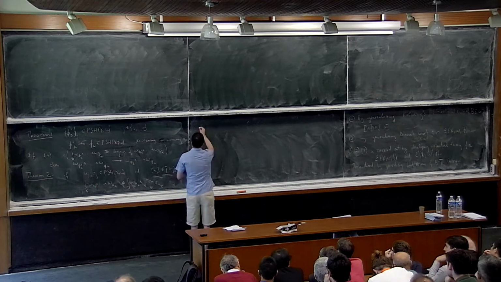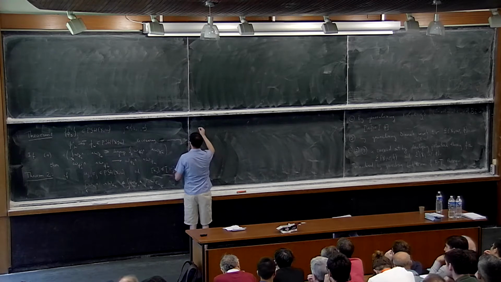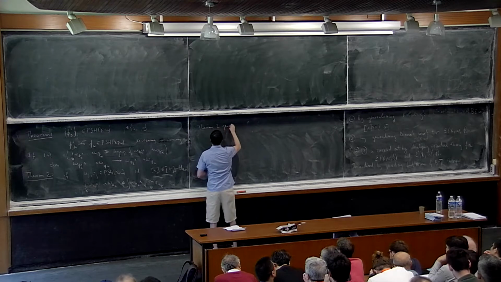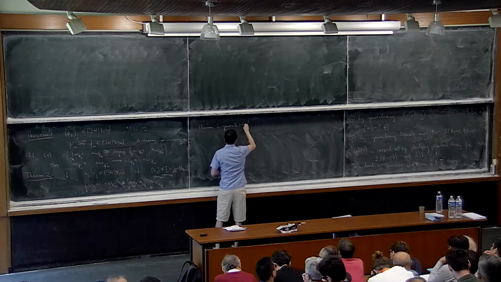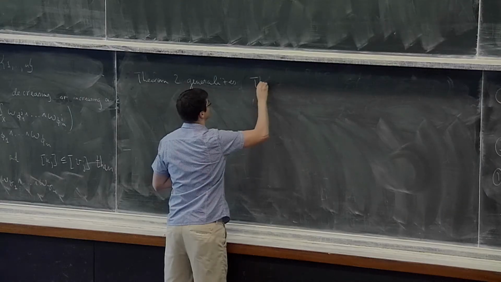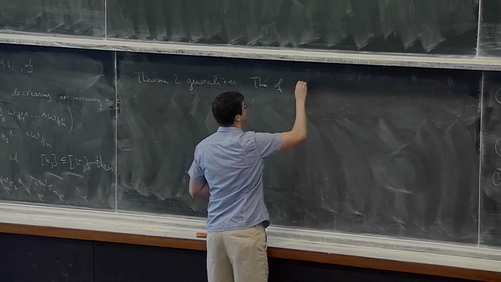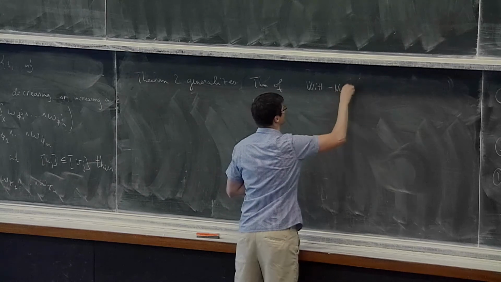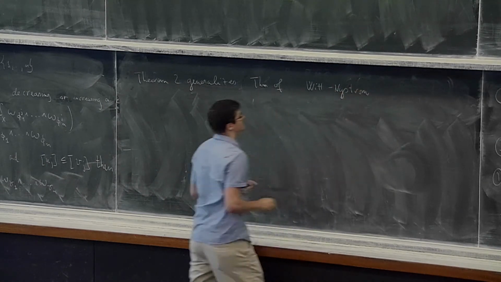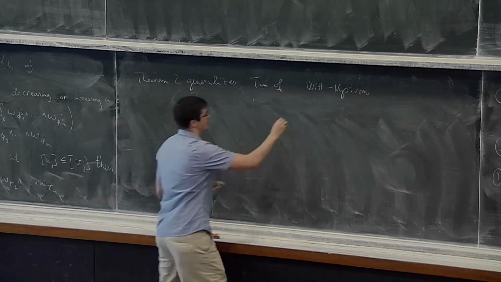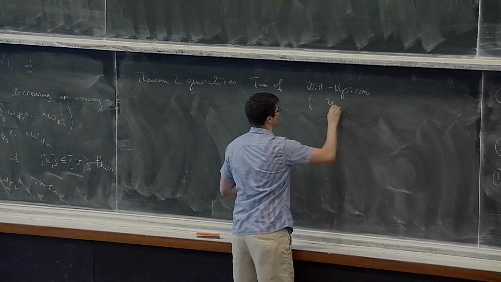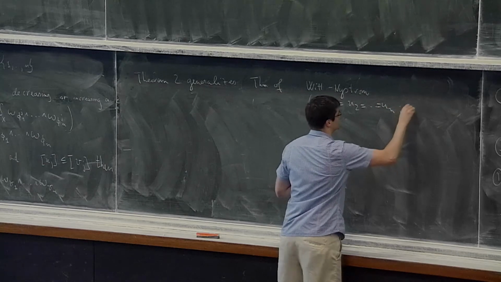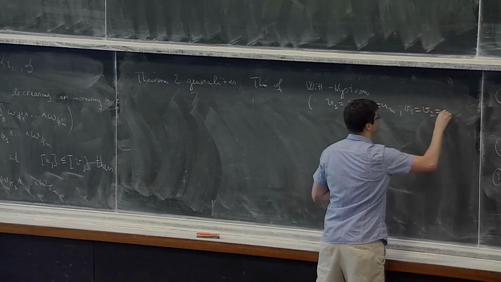So, theorem 2 generalizes the theorem of Witt-Nyström, right? So again, in his result, u_1 is equal to u_2, so equal to u_n, and v_1 is equal to v_2.